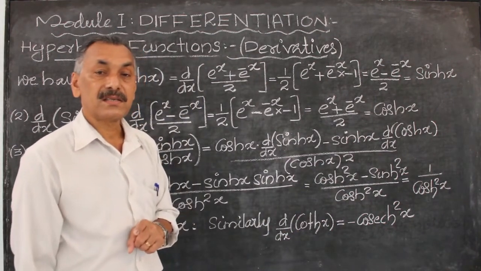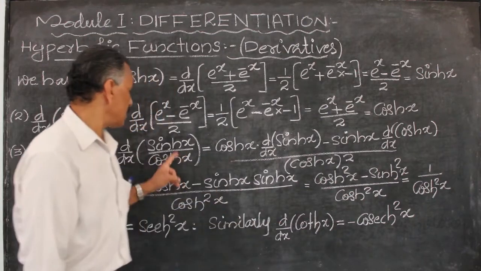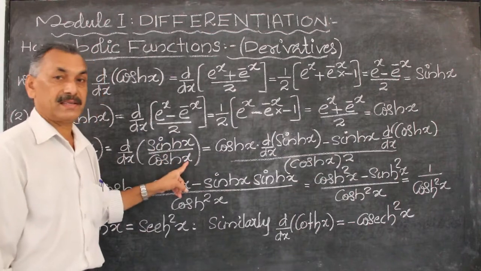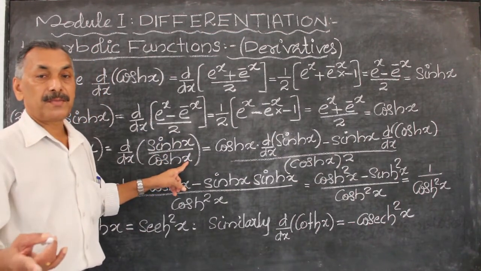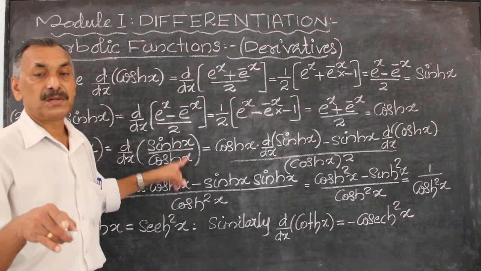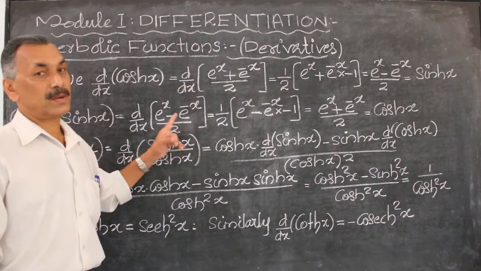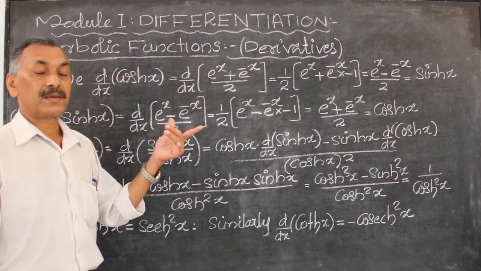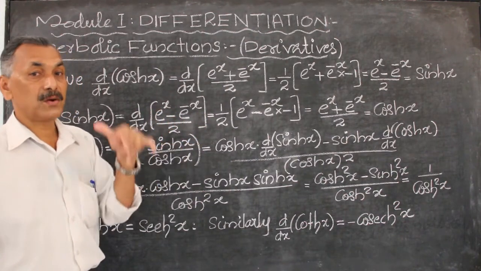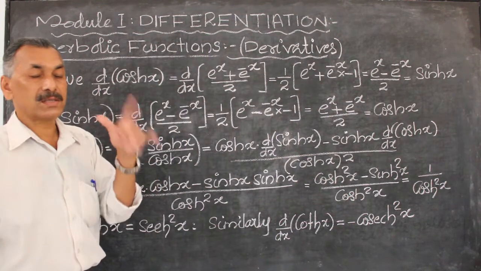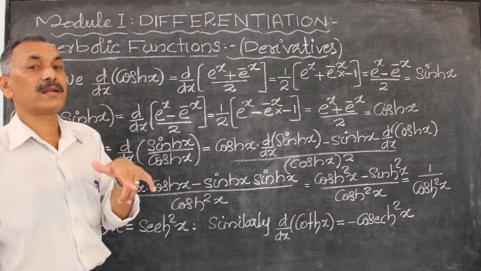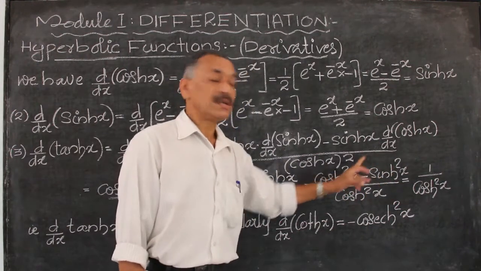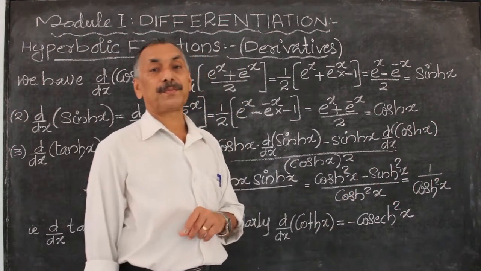What is coth x? Coth x is equal to cosh x by sinh x. Now apply the quotient rule. Denominator sinh x into the derivative of the numerator cosh x, minus numerator cosh x into the derivative of the denominator sinh x, and then we get sinh squared x minus cosh squared x divided by sinh squared x.